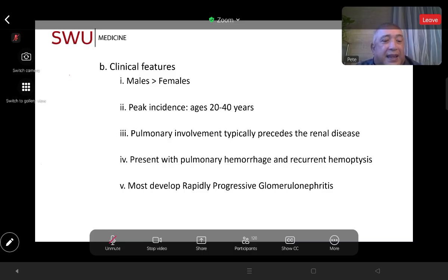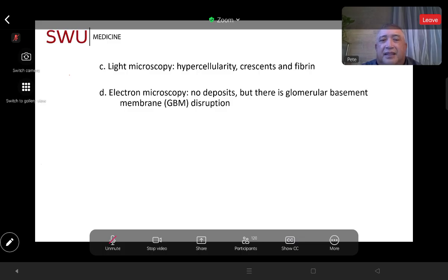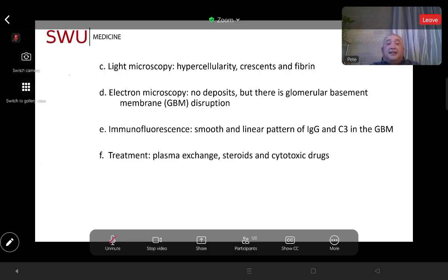Now, the sequela is that it is the number one cause of rapidly progressive glomerulonephritis. There is going to be hypercellularity and fibrin present in rapidly progressive glomerulonephritis. And then in immunofluorescence, there's a smooth linear pattern of IgG and complement C3.